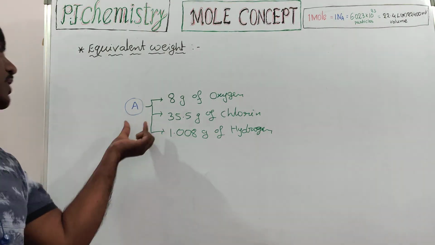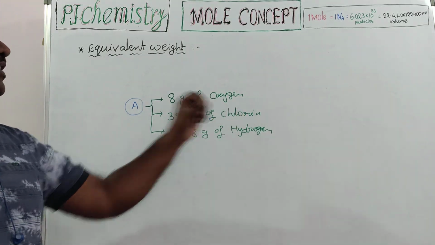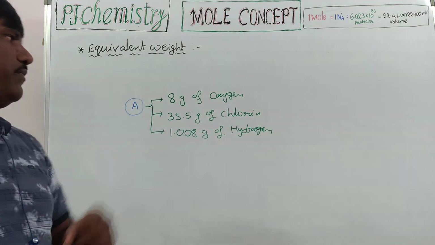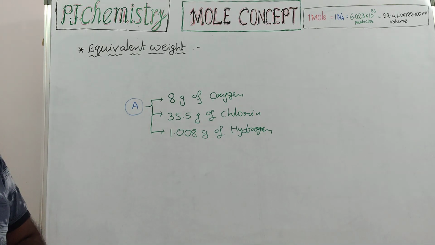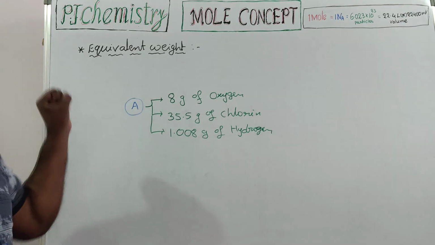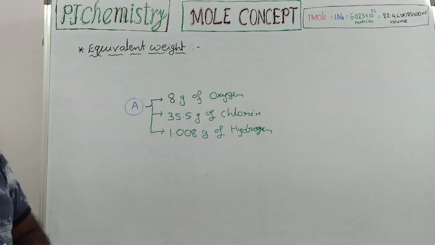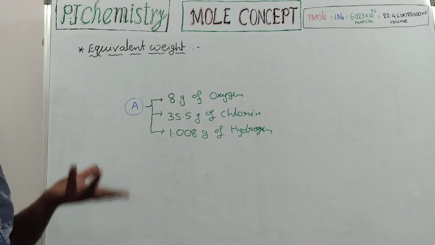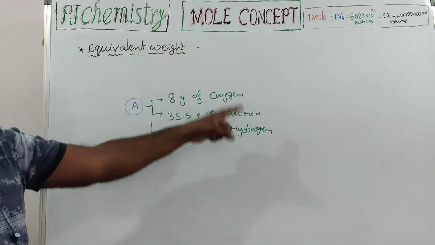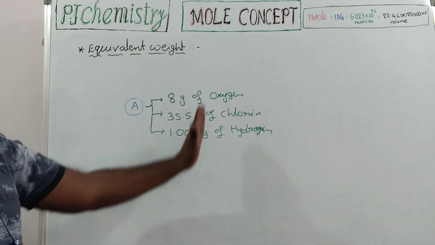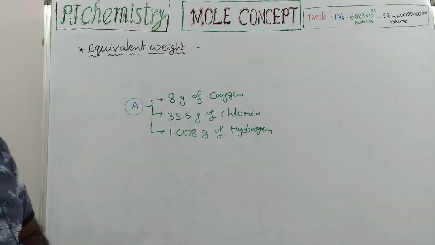So, how much mass of element A is going to combine with 8 grams of oxygen atoms, 35.5 grams of chlorine atoms, or 1.008 grams of hydrogen atoms? That particular mass of A is what we call the equivalent weight. Here A is nothing but any element, like sodium, potassium, iron, and so on.